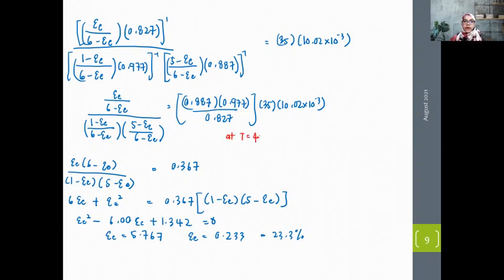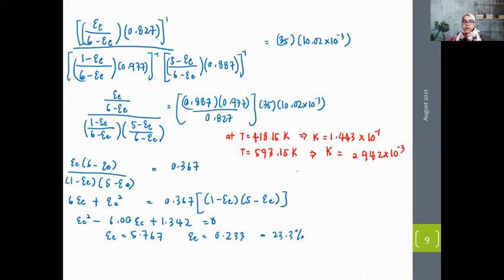So at 480.15 Kelvin, the equilibrium constant is equal to 1.443 to the power of minus 1, and at a temperature of 593.15 Kelvin, the equilibrium constant is 2.942 to the power of minus 3. So we can see that as we increase the temperature, the equilibrium constant decreases.